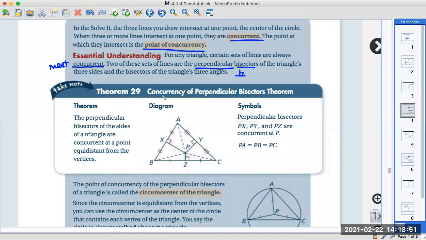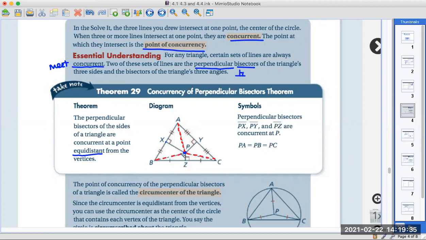Okay, so the concurrency of perpendicular bisectors theorem says that if you take the midpoint of a segment and you make a perpendicular bisector and you do that to all three sides, they meet in a point right here in the middle. And moreover, this point is equidistant, or the same distance, from the vertices. That's a little complicated. So this point is the same distance to the corners. Not to the sides, but to the corners.